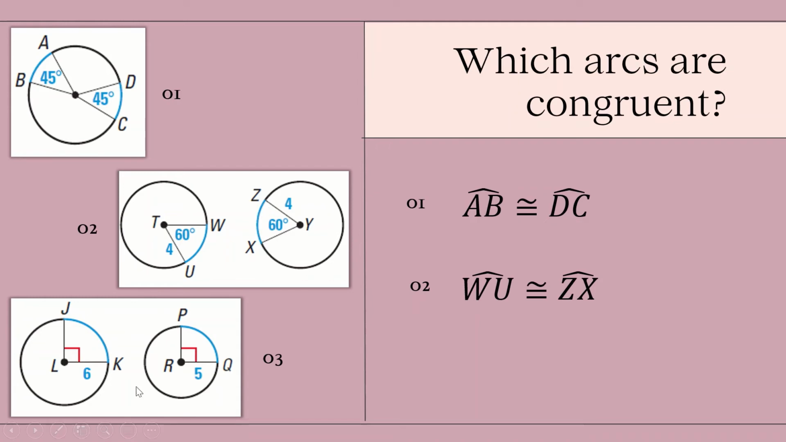Number 3, is arc JK congruent to arc PQ? So, makikita natin na ang dalawang circles, they are not congruent. So, etong circle L, ang sukat ng kanyang radius ay 6 units at ang sukat ng radius ng circle R is 5 units. So, sa umpisa pa lang, hindi na sila congruent circles. So, we say that arc JK is not congruent to arc PQ.